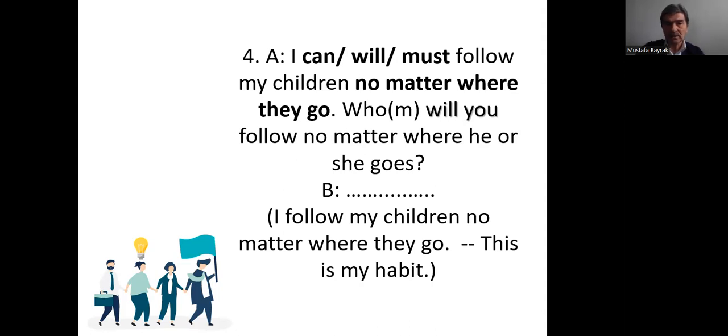Okay, the explanation part. I follow my children no matter where they go. This is my habit because it is present, present. The main clause is in present and the subordinate clause is also in present. This is my habit.